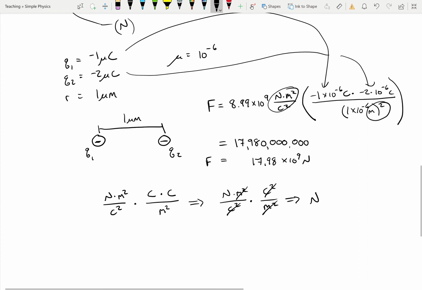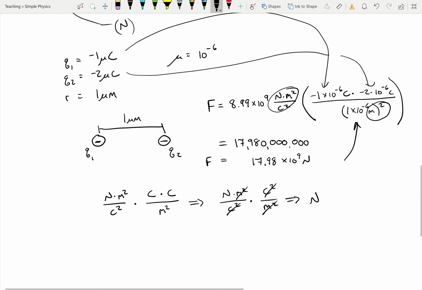So you will see me do unit analysis on practically everything. It's a good way to know whether or not you screwed something up. As I was working on this earlier, I had a number that was just 10 to the 3rd instead of 10 to the 9th, and I realized it's because I had not squared my distance, and I knew that because my units didn't work out.